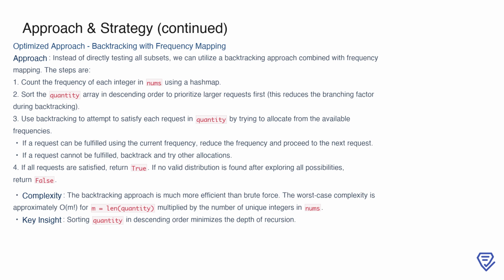The backtracking process then attempts to satisfy each request in the quantity array by allocating integers from the available frequencies. If a request can be fulfilled, we reduce the frequency of the allocated integer and proceed to the next request. If it cannot, we backtrack and try other possible allocations. This process continues until all requests are either satisfied, in which case we return true, or all possibilities are exhausted, leading to a false result.